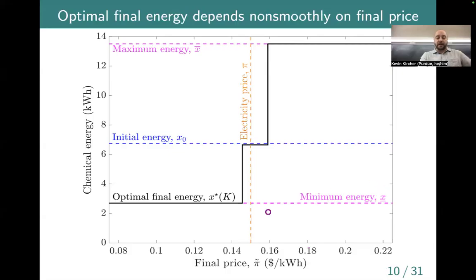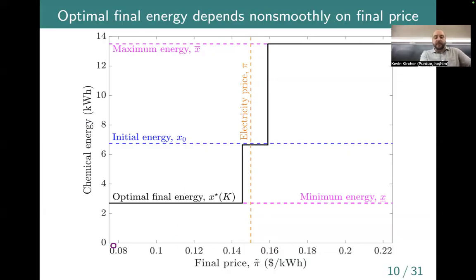So here I am plotting on the x-axis the final price. This is basically just summarizing the results of those plots that I just showed. So this is pi tilde here. And then the vertical axis is chemical energy. And this line, 0.15, is the electricity price that we pay during the day. And this is the max energy, and this is the min energy that we allow. And then this is the initial energy, which I guess was whatever, 7 kilowatt hours roughly.